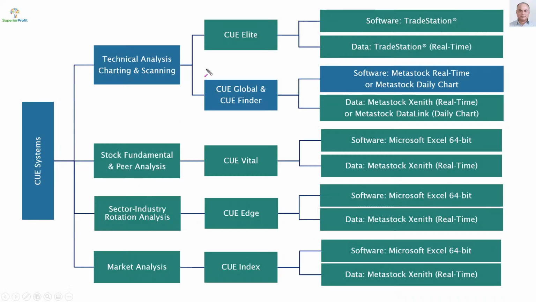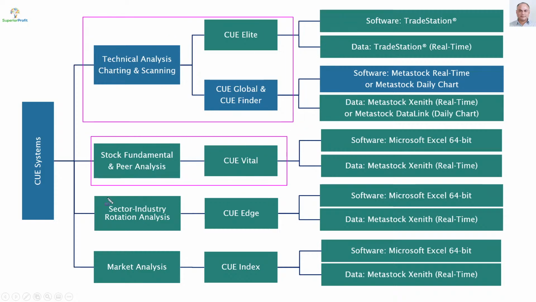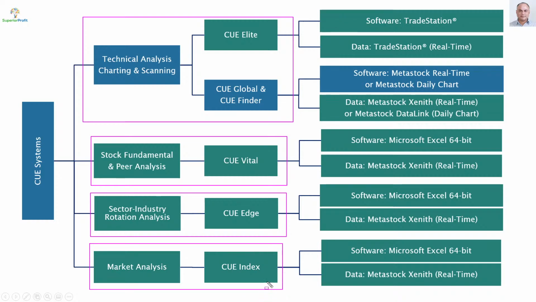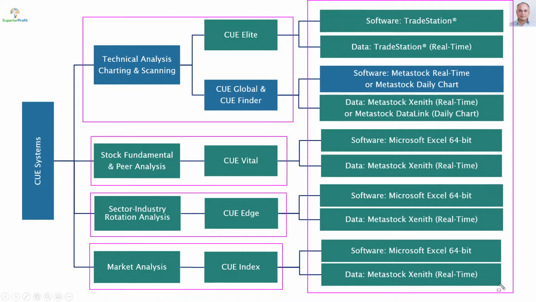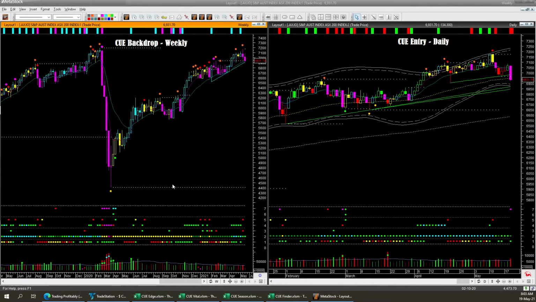These are the Q systems I use for technical analysis, fundamental analysis, sector rotation, industry rotation analysis, and market level index analysis. They run on TradeStation and Metastock underlying platforms. That was the last slide of the presentation. Let's continue with the live system.